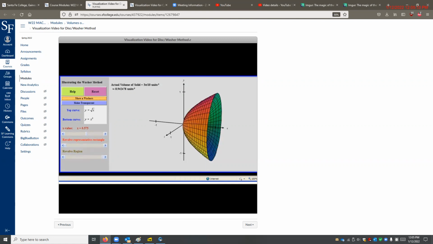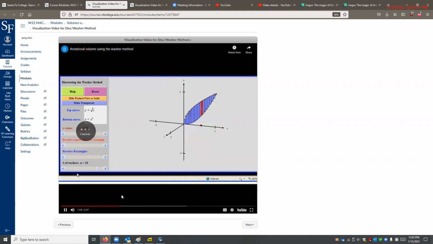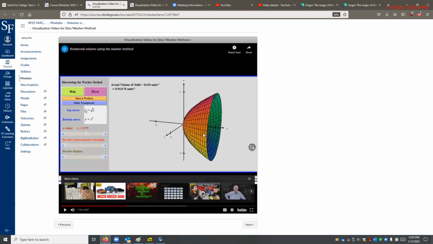So let's see what's going on here. So going back, you'll notice we rotate those. One strip, one washer. We get a whole bunch of those little slices, or at least a good approximation of it. Of course, you need infinitely many strips to get the exact volume, but that's what the integral does.